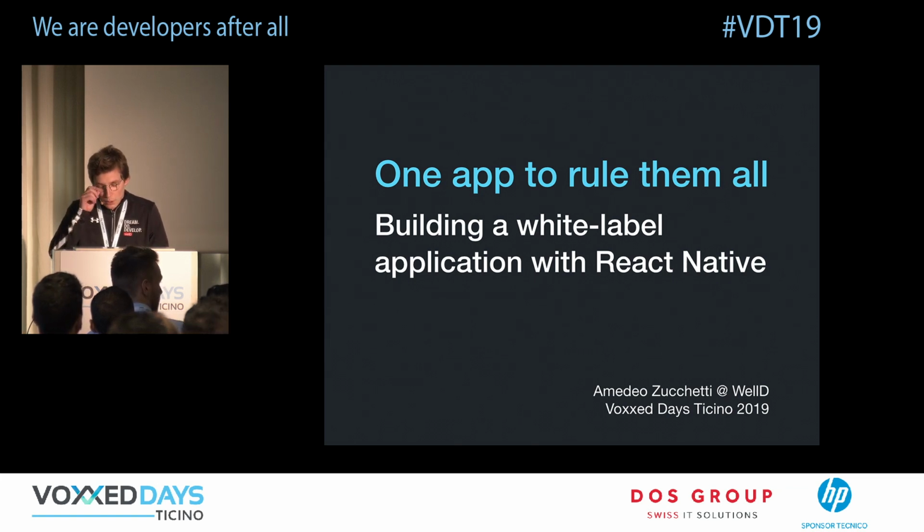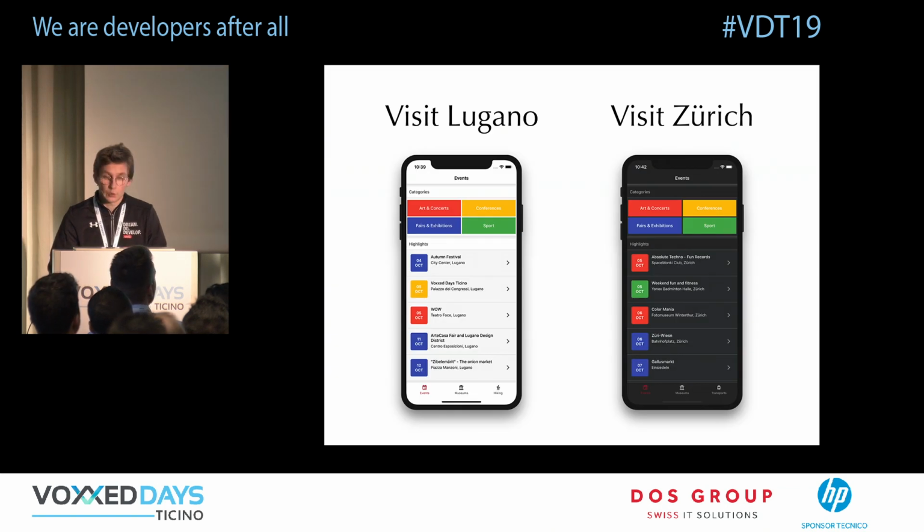So let's suppose a client, the Swiss Confederation, asks us to build two applications, Visit Lugano and Visit Zurich. Here, any reference to any existing apps or actual institutions is purely confidential. So not a real case. So they ask us to build those two applications. And those are applications for promoting tourism in those two cities, Lugano and Zurich.